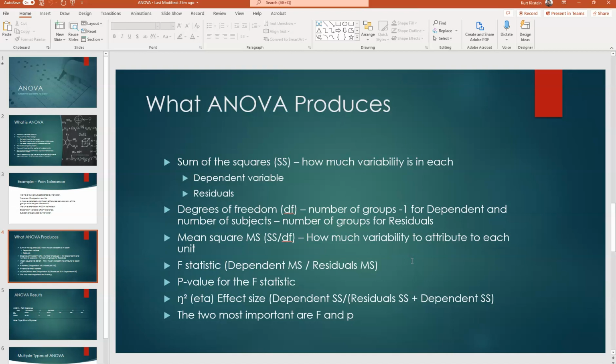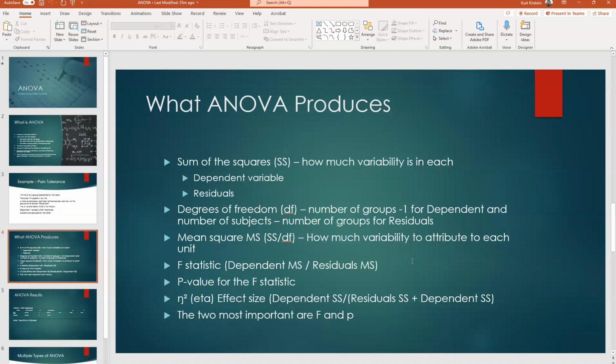We also get a p-value for the F statistic, which is basically what's the chance that we derived that F statistic purely by chance. So the F statistic and p-value are the two most important because it tells us, first of all, is there a difference? The F statistic will tell you that. And can we believe that there's a difference? And the p-value will tell you that.